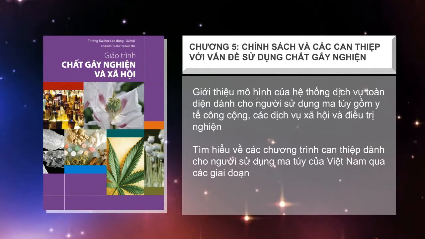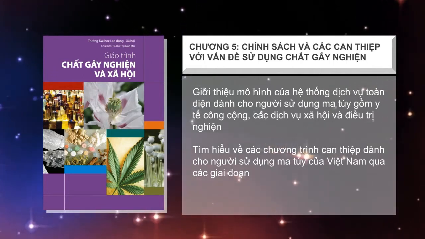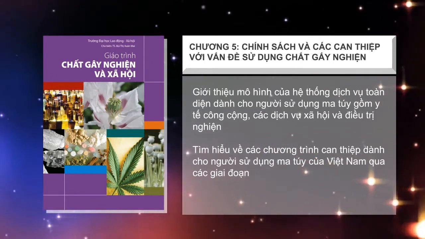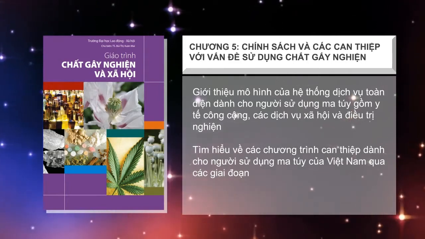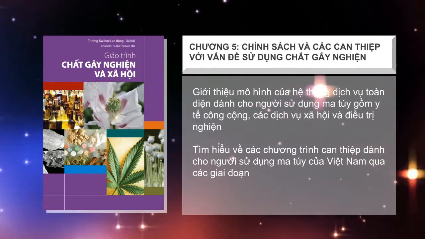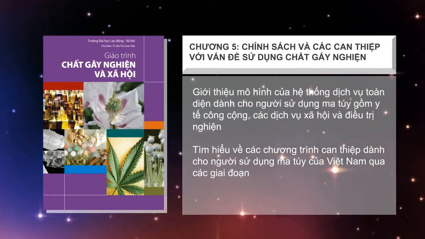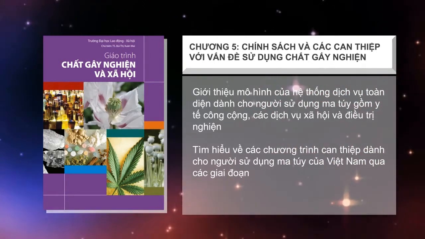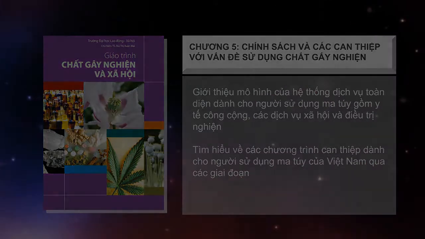Chapter 5 introduces policies and interventions on drug use. It introduces the model of a comprehensive service system for drug users, including public health, social services, and drug treatment. This chapter also allows students to learn more about the intervention programs for drug users in Vietnam over different stages.